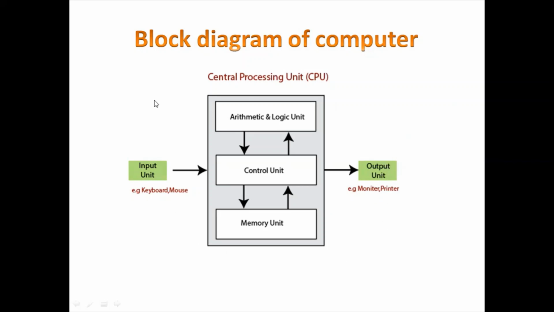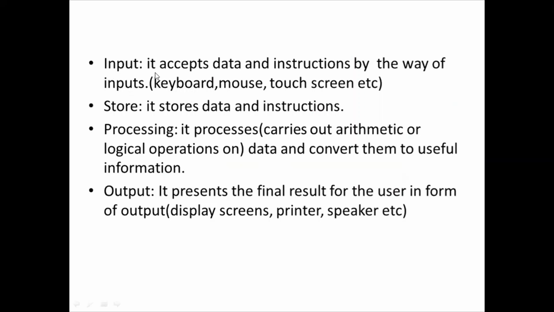Okay, so it is called the IPO cycle: input, process, output, and also, if we want, we can store the data or information. So see here, input: it accepts data and instructions by way of inputs through keyboard, mouse, touchscreen, etc. Any of the input devices we can use to enter the data. Then store: in the computer we can store the data and the instructions also. As and when required, we can make use of this stored data.